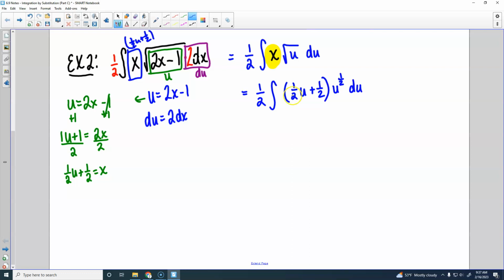All right, so I can't integrate this with those two things multiplied together, but I can very easily just distribute my u to the 1/2. So I'll have 1/2 integral of, this is a u to the first power, I'm multiplying it by u to the 1/2, so that's going to be 1/2 u to the 3/2 power. I'm just adding those exponents there. 1 plus 1/2 will give me 3/2. And then I'll get a 1/2 u to the 1/2 here.